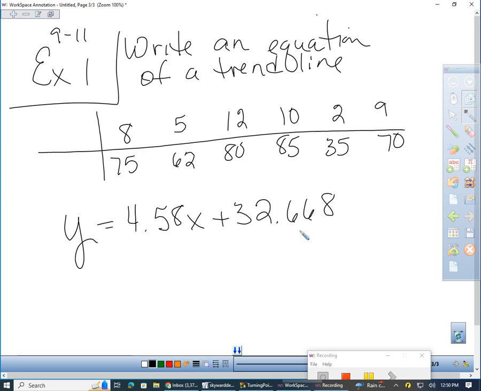Yeah, perfect. Okay, so you're going to write it as a line equation. So it says y equals ax plus b. You plug your a in and you plug your b in, and we're done. Okay, so that's all you have to do for those. Let's go to example number 2.